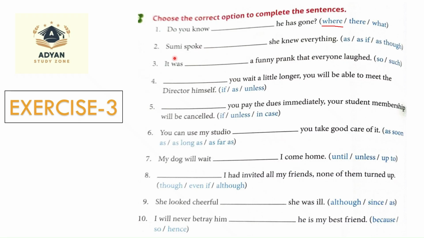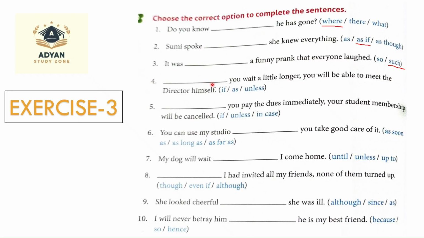Next is, Sumi spoke dash she knew everything. So the correct option is as if. Sumi spoke as if she knew everything. Third is, it was dash a funny prank that everyone laughed. So the correct option is such. It was such a funny prank that everyone laughed.